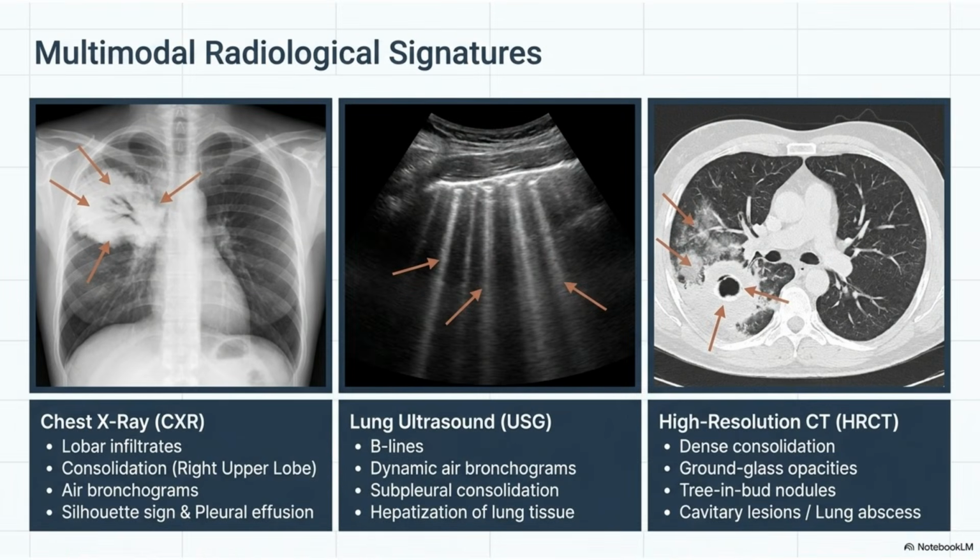Radiological assessment is multimodal. Chest X-rays, lung ultrasound, and high-resolution CT scans provide distinct signatures, from lobar infiltrates and air bronchograms to B-lines, consolidation, and cavitary lesions.